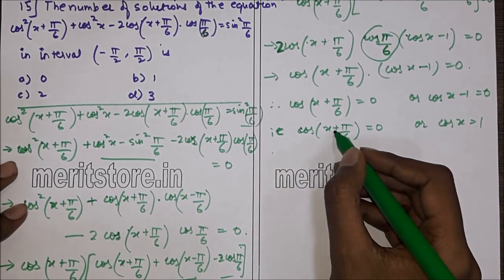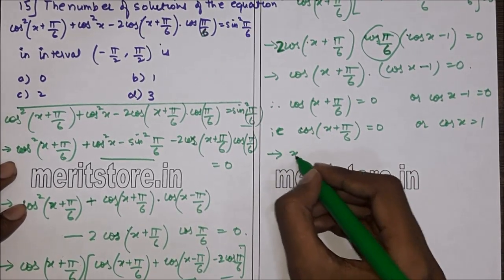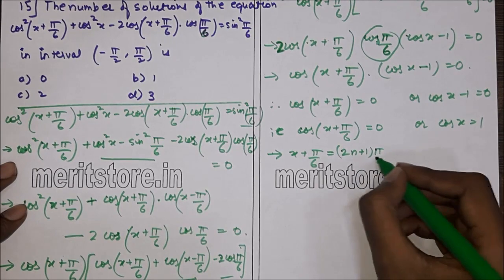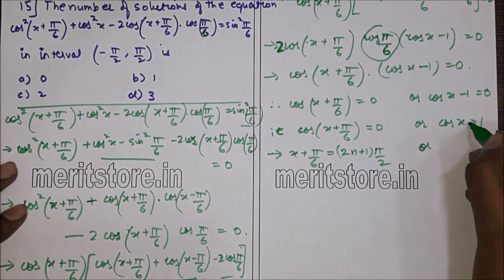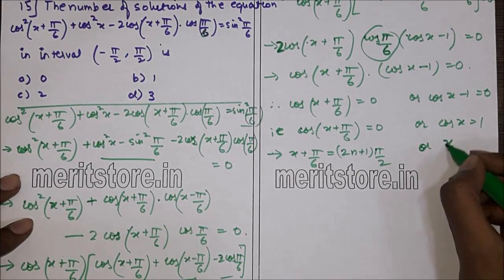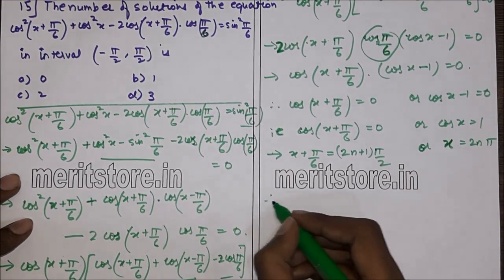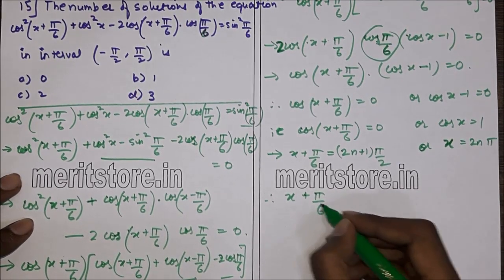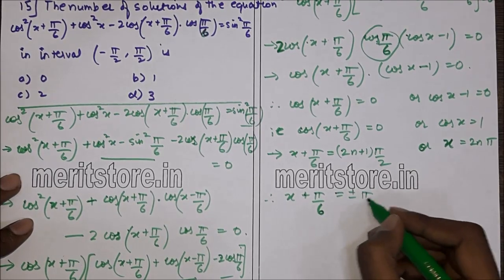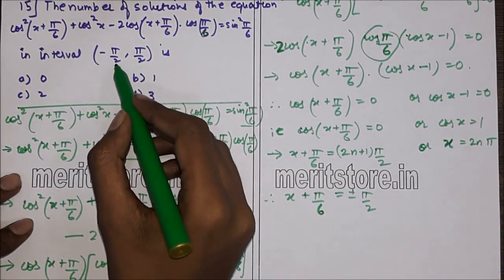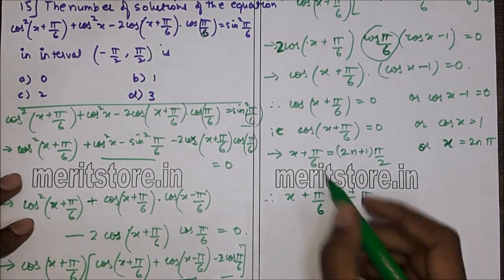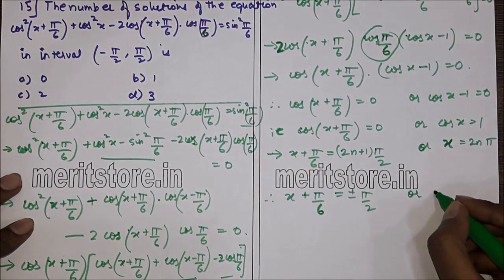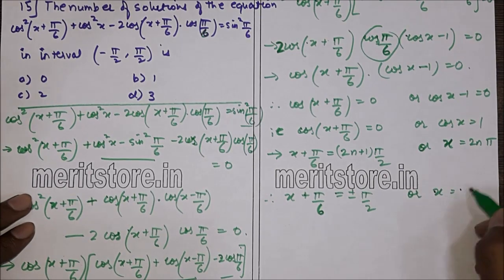Now the general equation for x + π/6 can be given as x + π/6 = (2n + 1)π/2, and since the value of cos x is 1, the general equation is given by x = 2nπ. So therefore x + π/6 is ±π/2, since x lies between −π/2 to π/2. The angle lies between π/2 and −π/2, and x is 0.